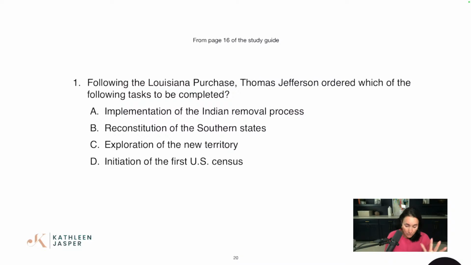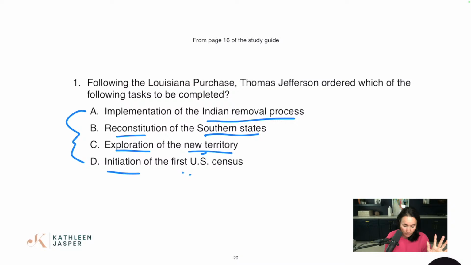So let's have a look at just the answer choices: implementation of the Indian removal process, reconstitution of the southern states, exploration of the new territory, initiation of the first U.S. Census. Can't do much there. Let's read the question. Following the Louisiana Purchase, Thomas Jefferson ordered which of the following tasks to be completed? Well, you have to know that the exploration of new territory is Lewis and Clark, and that's who he sent out. Go explore, and it was a lot of territory to explore.